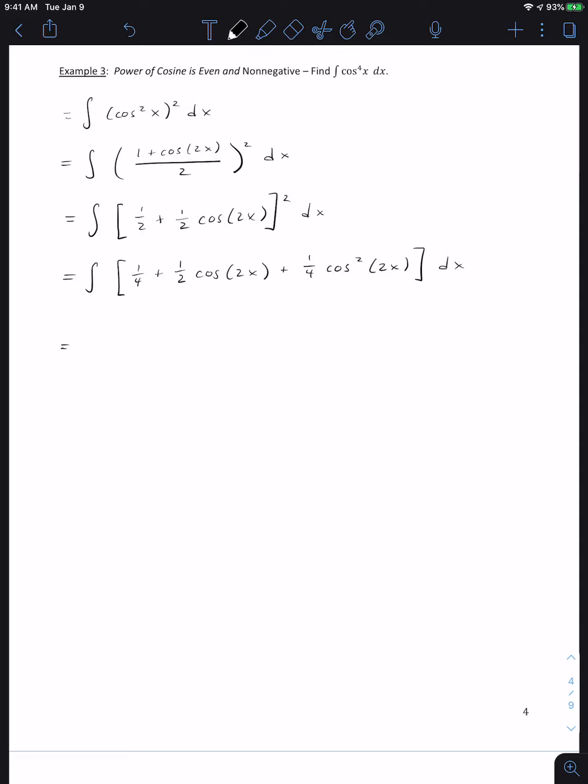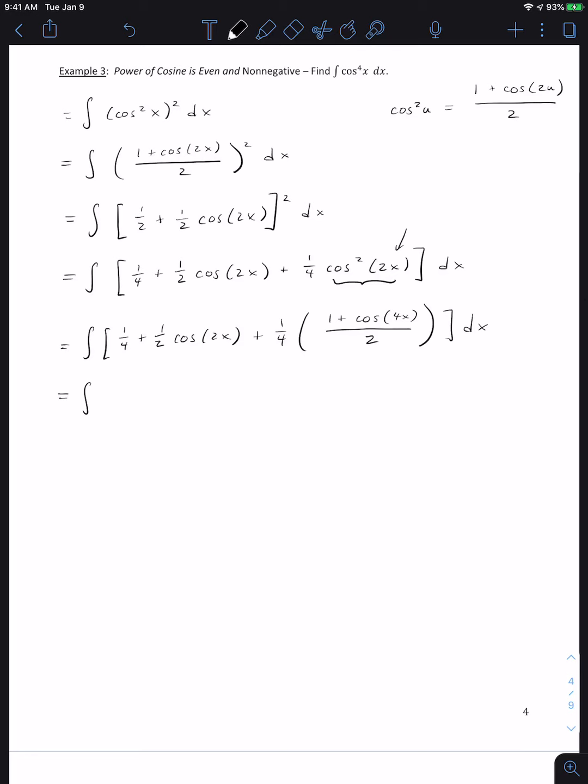Okay, so notice here I've got a cosine squared again. Once again, I'm going to use the reduction formula, which says that if I have cosine squared of something, then it's equal to 1 plus cosine of 2 times that something, over 2. So here I get 1/4 plus 1/2 cosine of 2x plus 1/4 times 1 plus... I need to be careful here, because what is inside my function when I square it? 2x is inside my function. So I need 2 times 2x, or 4x, inside my function in this case, and now over 2, dx.